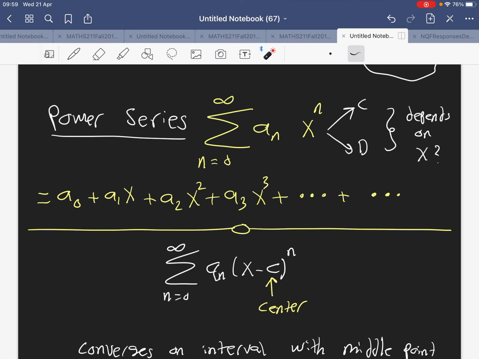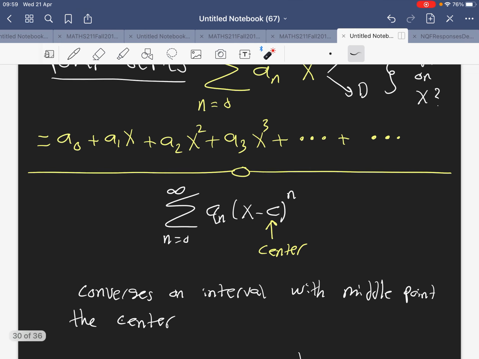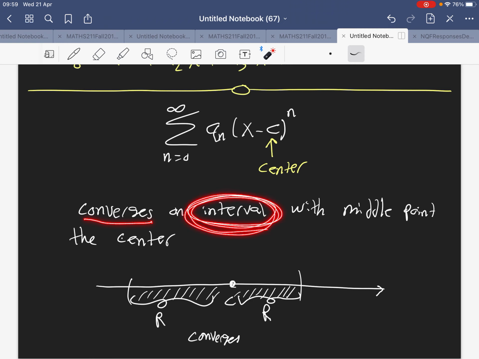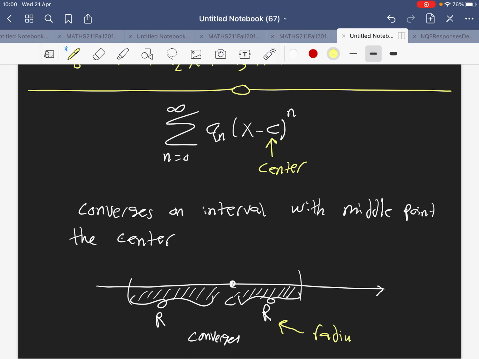Now, if we want to find where this power series will converge or diverge, we have a very nice theorem saying that this is the picture that we will have. The power series will always converge in a certain interval. It will not just be separated points. It becomes an interval, and the middle point of this interval is the center. We have the center in the middle, and everything to the right and left converges. Those are the values for x. And this R, we call the radius of convergence.